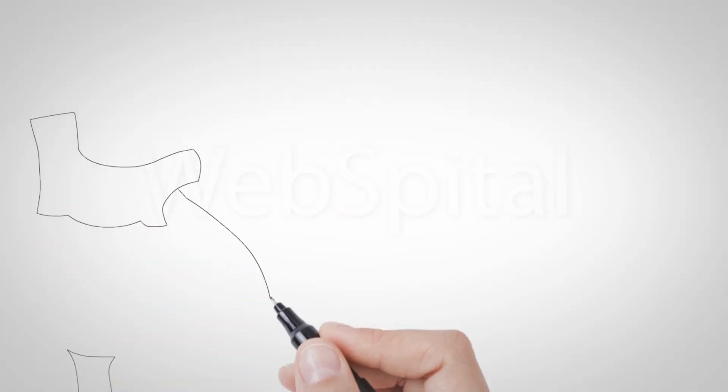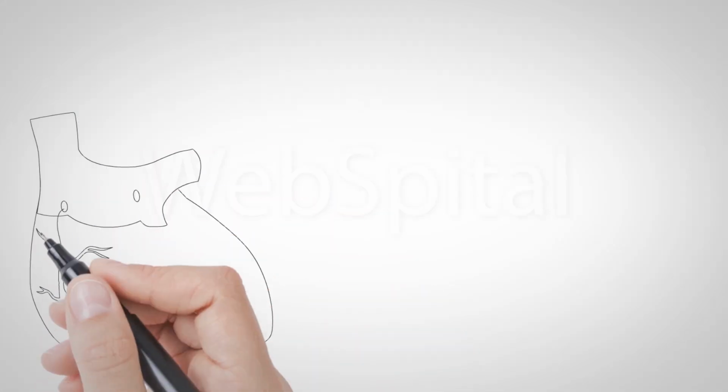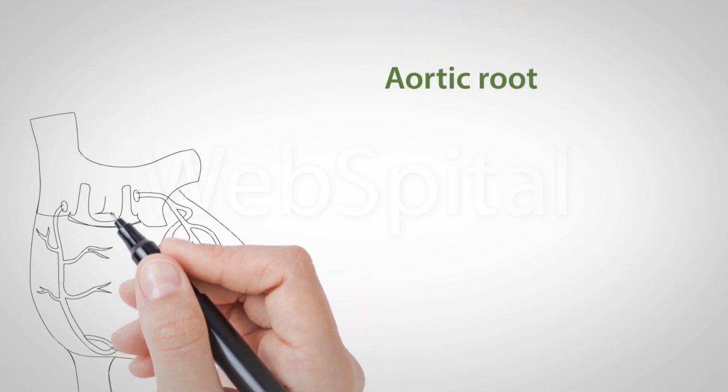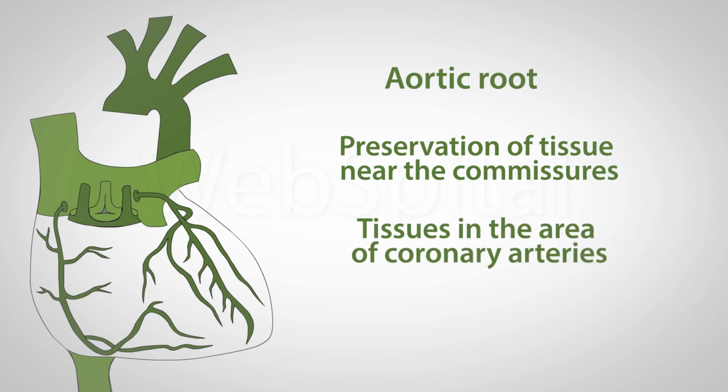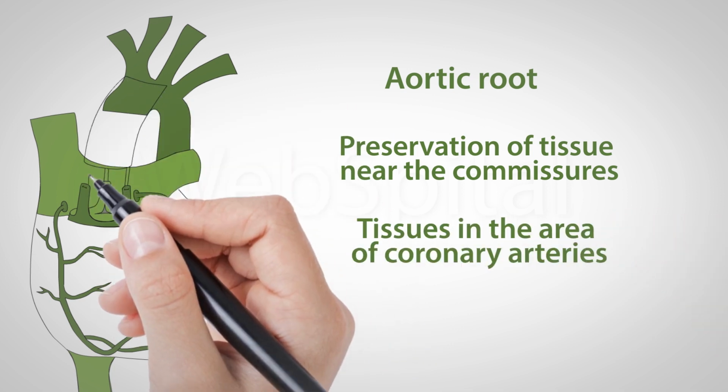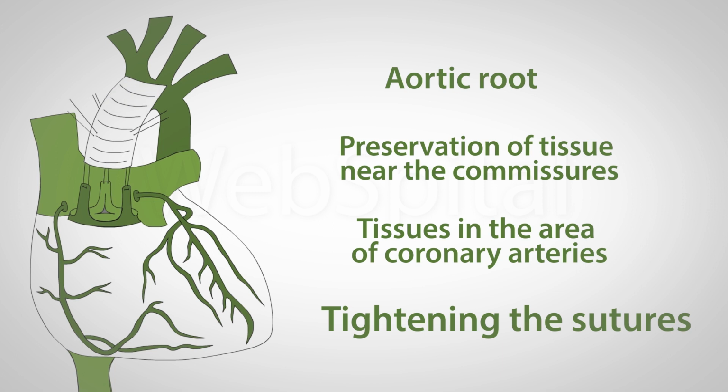Thereafter, the surgeon resects the aortic root and the tissue in the area of the commissures, as well as the coronary arteries. Subsequently, sutures are placed under the valve and passed outside of the aortic annulus, the ring of tissue surrounding the valve. By tightening the sutures, the aorta prosthesis inverts over the valve ring.